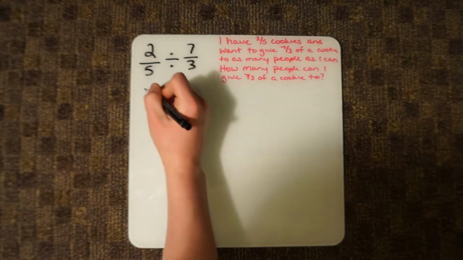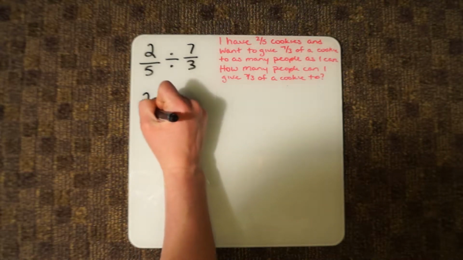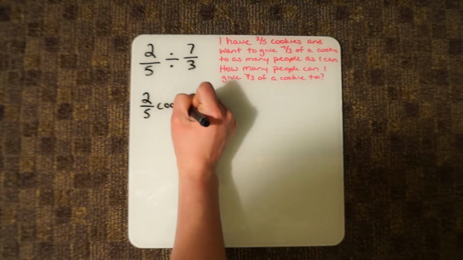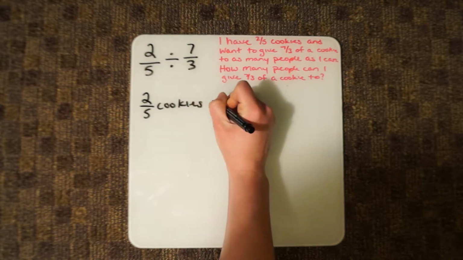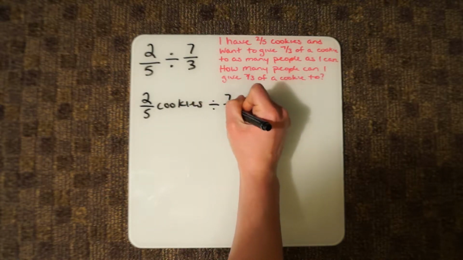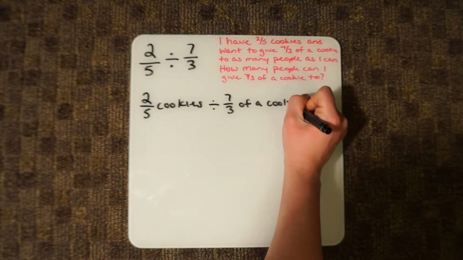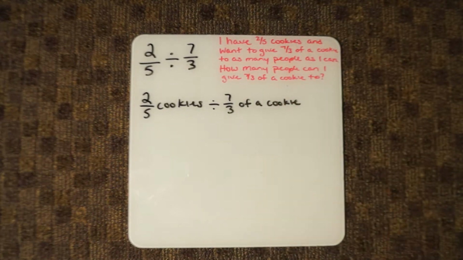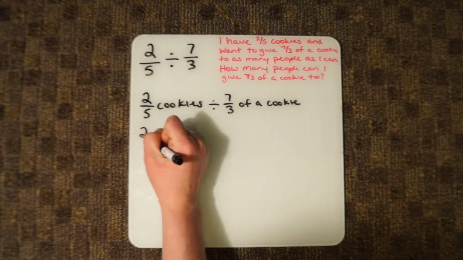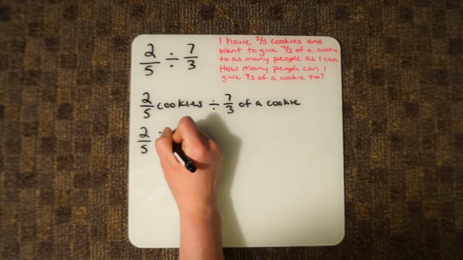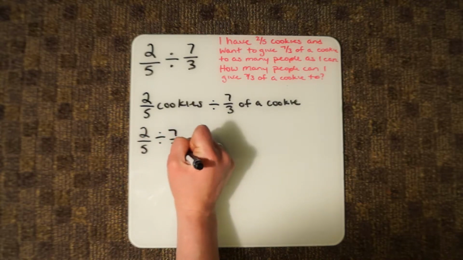So to do that, we do 2/5 cookies divided by 7/3 of a cookie. Now, our first step is to find the common denominator. To find a common denominator, we have to write out our equation again.